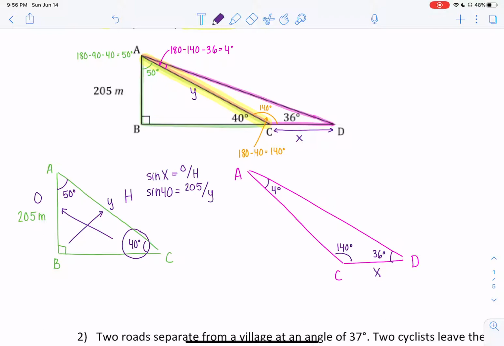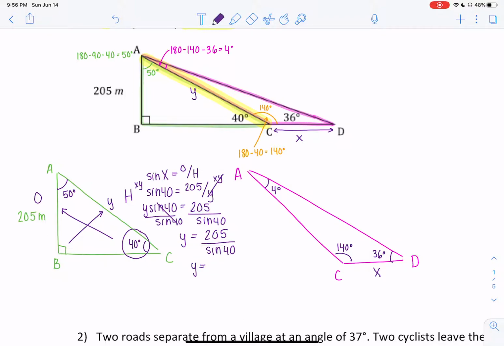Now having that y on the bottom is causing trouble, so let's multiply both sides by y to get it out of the denominator. y sine 40 is 205. Now we need to just have y all by itself. So I'm just going to divide both sides by sine 40. So y is equal to 205 divided by sine 40.